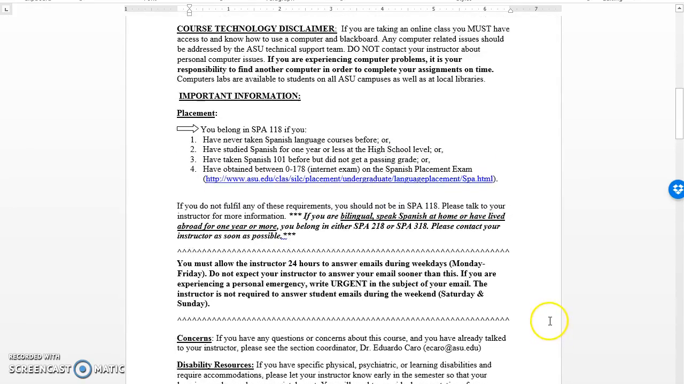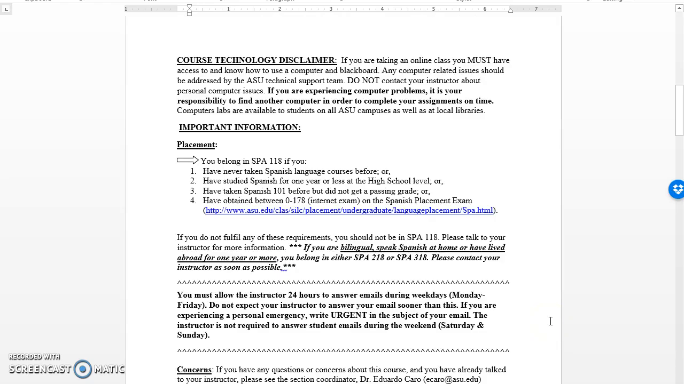Now, as this course is an online course, either taught as an I course or an O course, you must have access to, as well as know how to use, a computer as well as Blackboard. Any computer-related issues, however, should be addressed by the ASU technical support team. Please do not contact me. Everyone will have different computers running on different systems upon which I am not knowledgeable. And so if you are experiencing computer problems, it's your responsibility to find another computer in order to complete your assignments on time. And again, you first want to go to the ASU technical support team. Also keep in mind, computer labs are available to students on all 4 ASU campuses, as well as many local libraries.